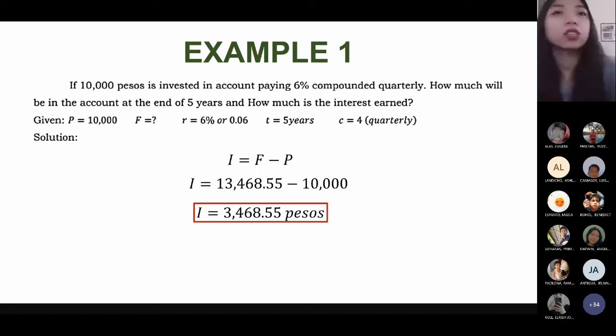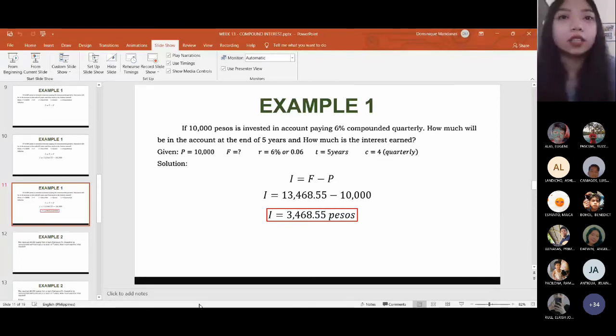So do you have questions before we proceed to our example number 2? Sige, wait lang. Wala na ba? Okay.